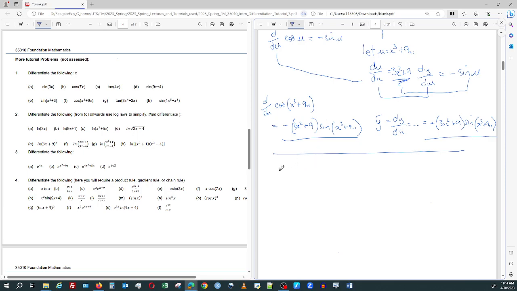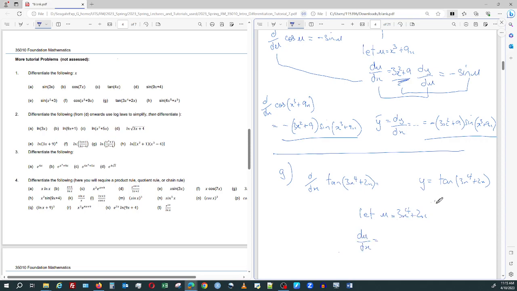Alright, so for G, we're going to d dx tan of 3x to the 4 plus 2x, or we're going to assign y to tan of 3x to the 4 plus 2x. In either case, we're going to let u equal 3x to the 4 plus 2x, so du dx.